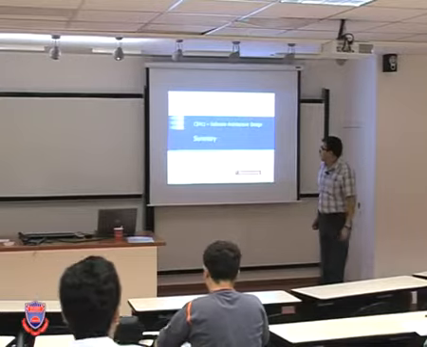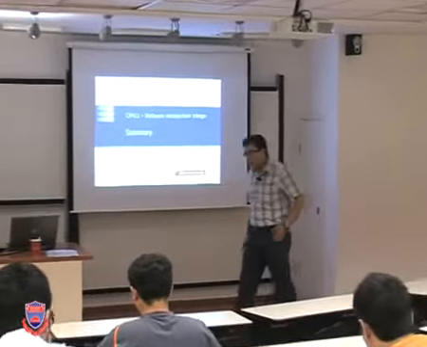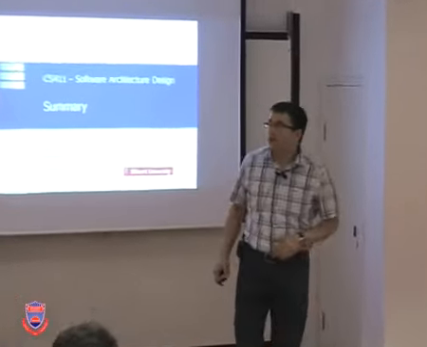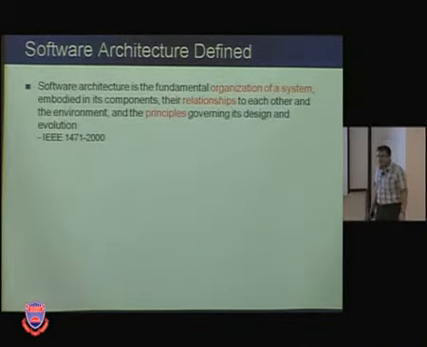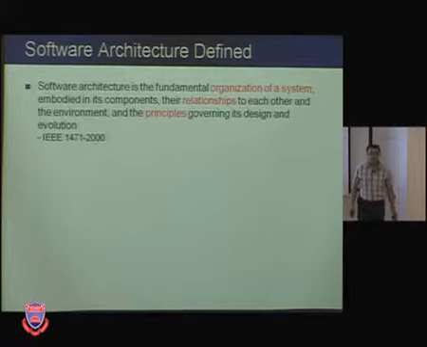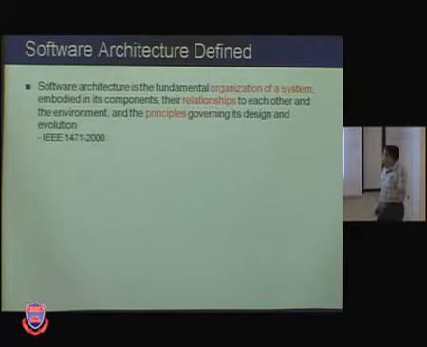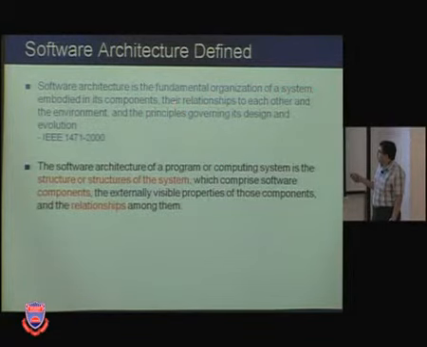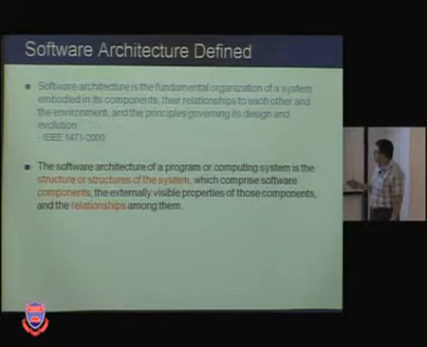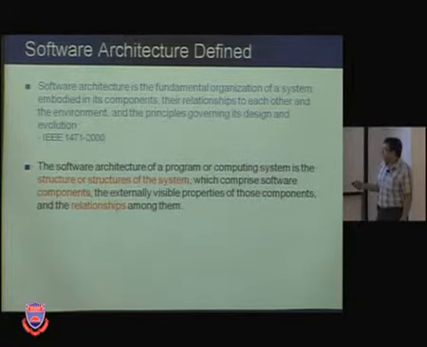Good. I will now summarize what we have discussed so far, the summary of the course. We start with architectural definition. What is our software architecture definition? This is the one definition. That's the other one. Software architecture is the fundamental organization of a system embodied in its components, their relationships to each other, and the environment, and the principles.